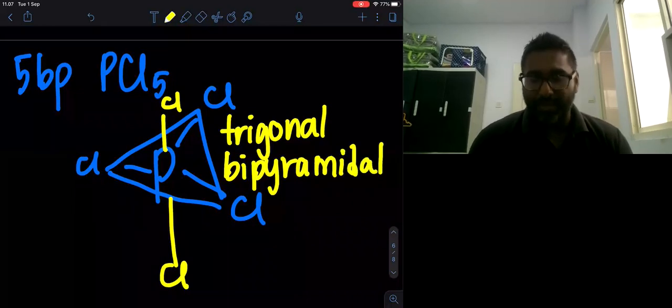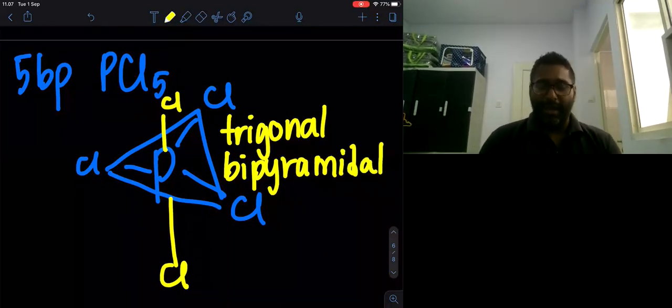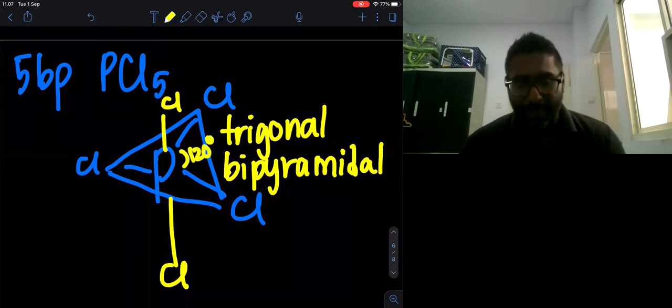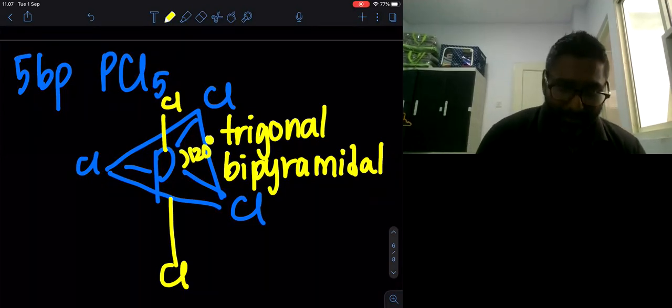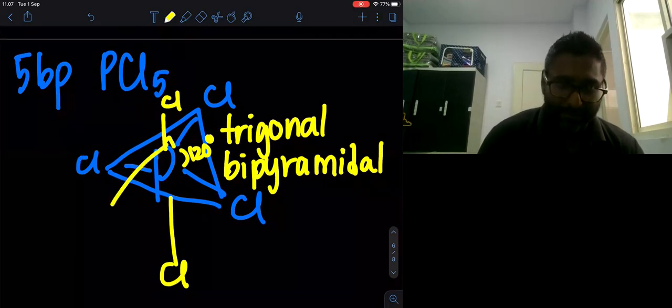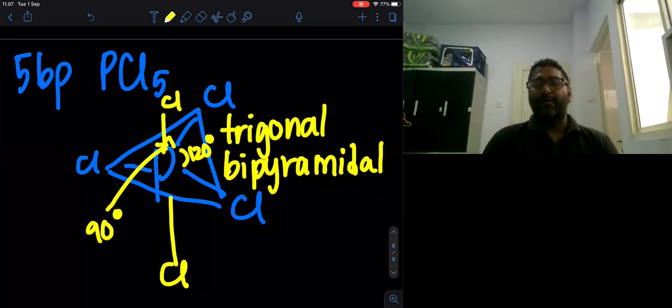And then what is going to be the bond angle? There are two angles. One is 120 degrees here. Another one is the bond angle between this and the triangle. That's going to be 90 degrees. So two angles over there.